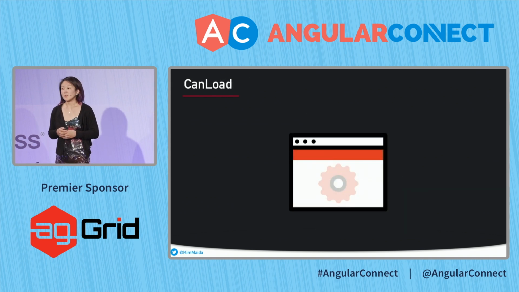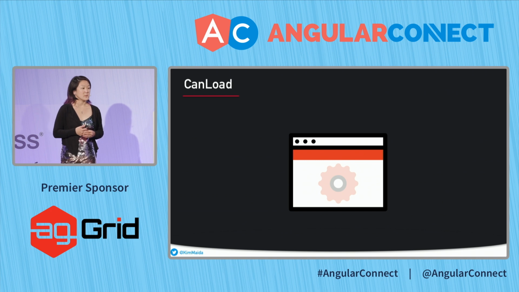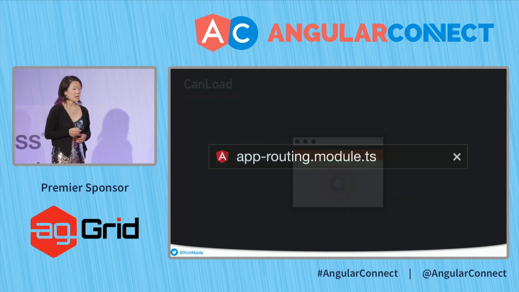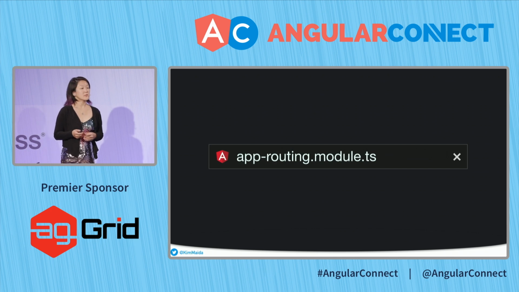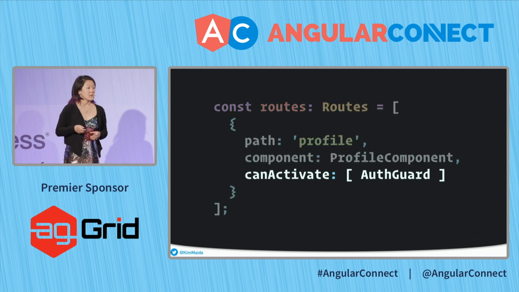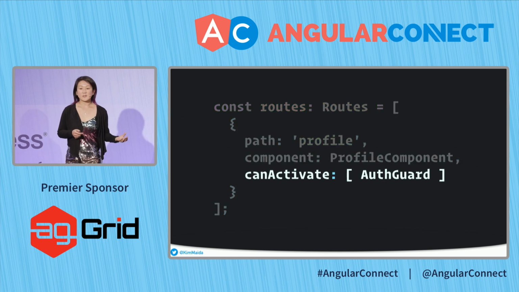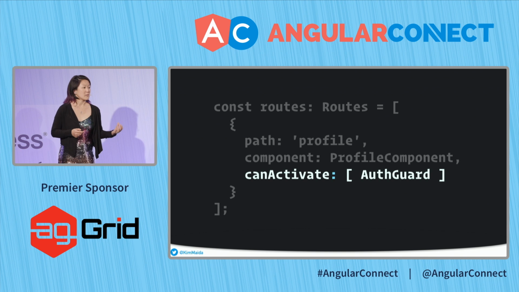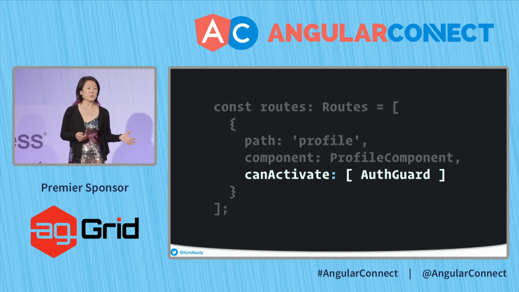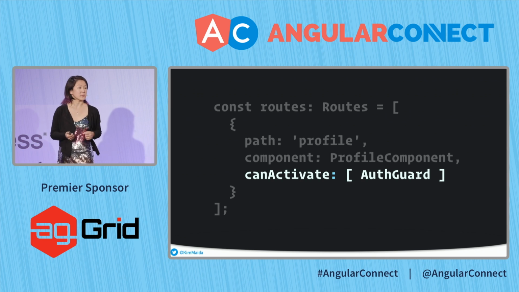Now, the last one is canLoad, and this one's a little bit different from the other two, because essentially it prevents lazy loaded modules from downloading to the browser in the first place if the user is unauthorized. And we'll start with canActivate. So in our app routing module, when we set up our routes, then we're going to use the interface name as a property in our route settings, and then we can pass in an array. So we can have multiple guards. They're going to run in the order that they're provided.